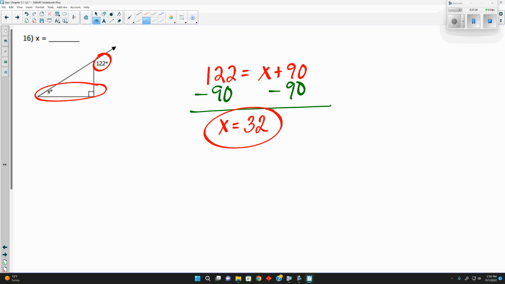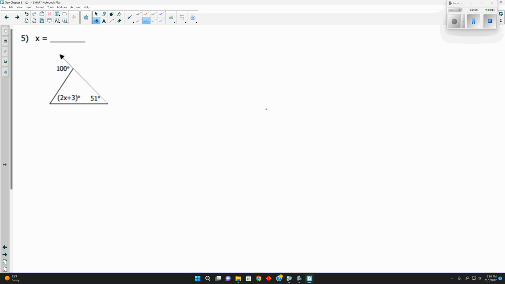Questions on this here? Any questions on anything we've done so far? We ready for the next one? So what's our exterior angle for this here? So our exterior angle is equal to the sum of the opposite two interior angles.